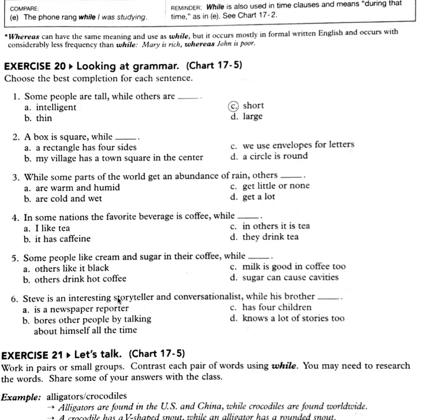Steve is an interesting storyteller and conversationalist, while his brother, where's the direct contrast between Steve and his brother? Letter B. Bores other people by talking about himself all the time. See, because Steve is an interesting storyteller and conversationalist. His brother is boring. He's always talking about himself all the time.